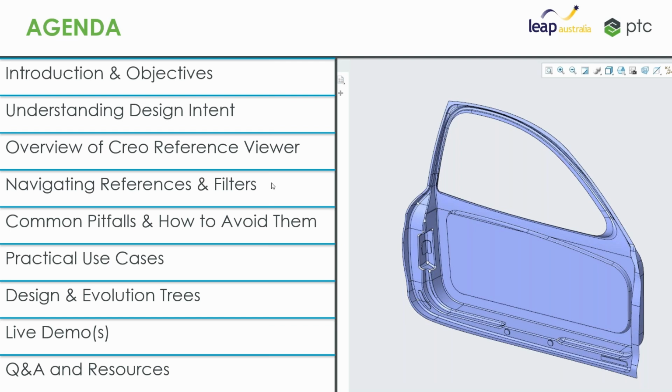So our agenda today is to firstly understand what design intent is, then look at the reference viewer and all the different bits and pieces of the reference viewer, and then also, as advertised, look at the design and evolution trees, which are certainly more important, I suppose, if you're doing a surface model like what you see here. There'll be a number of demos interspersed, and certainly at the end we'll have question and answers and provide you with some information about further resources.